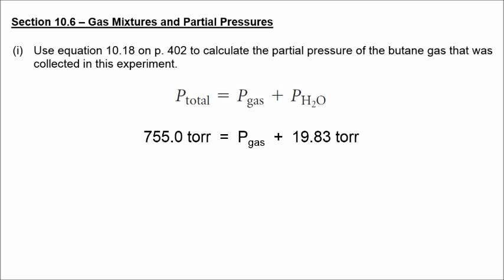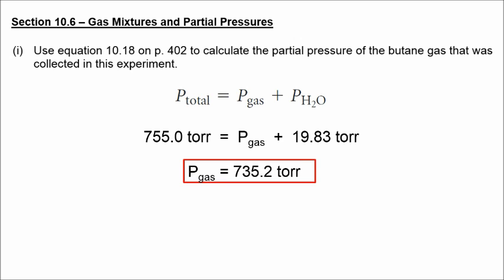The total pressure of the atmosphere and of the collected butane was 755.0 torr. Since we're going to take the pressure of the water from that table in the back of the book as 19.83 torr, that must mean that the pressure of the butane without the water would be 755 minus 19.83. So the pressure of the butane gas without the water is 735.2. And I'm rounding off to 1 decimal place because that's the least number of decimal places.